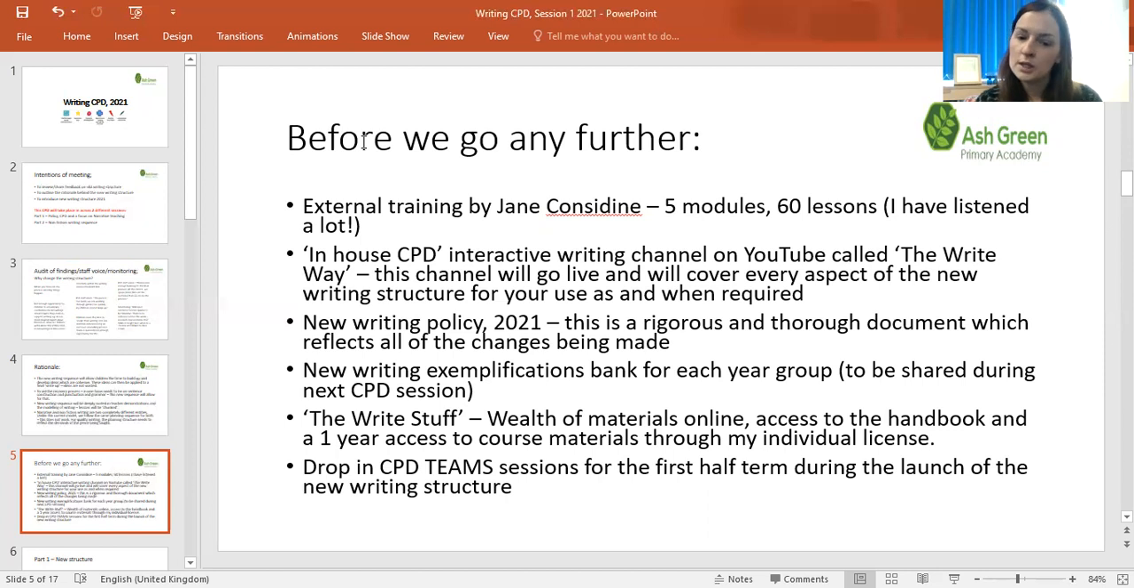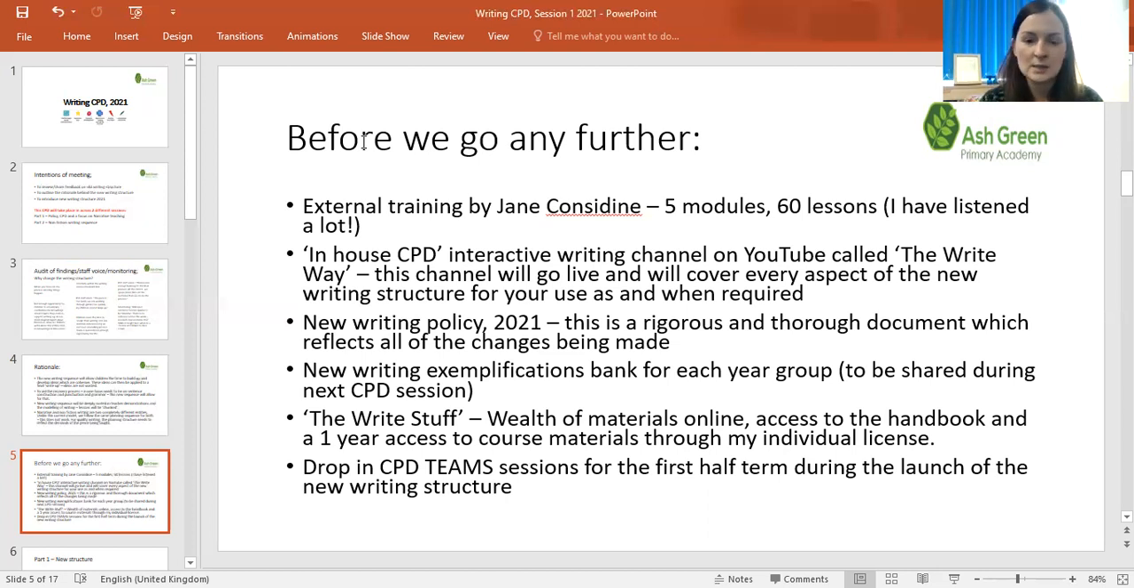A new writing policy has also been reviewed. That will also be shared with you, and it reflects everything that I'm about to talk about during this session. This is a really rigorous and thorough document, and the one thing that I would say is that please use it, because everything you need is in that document. So if you're unsure of any aspect of the writing structure, please refer to it, because it will help you. It is quite a lengthy document, but it's easily digestible.